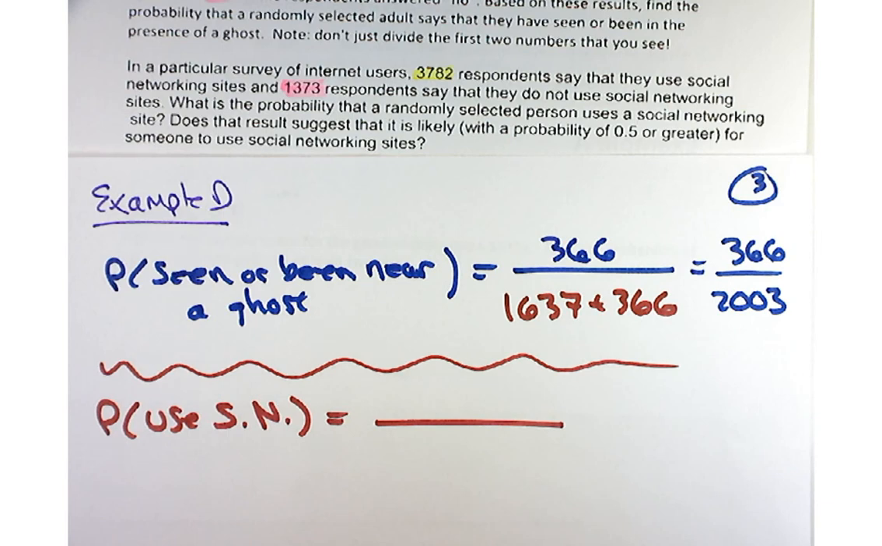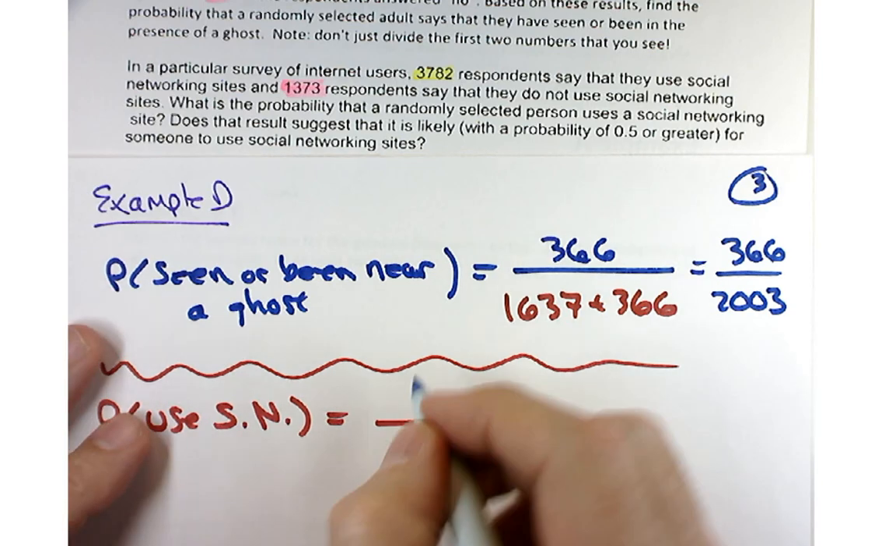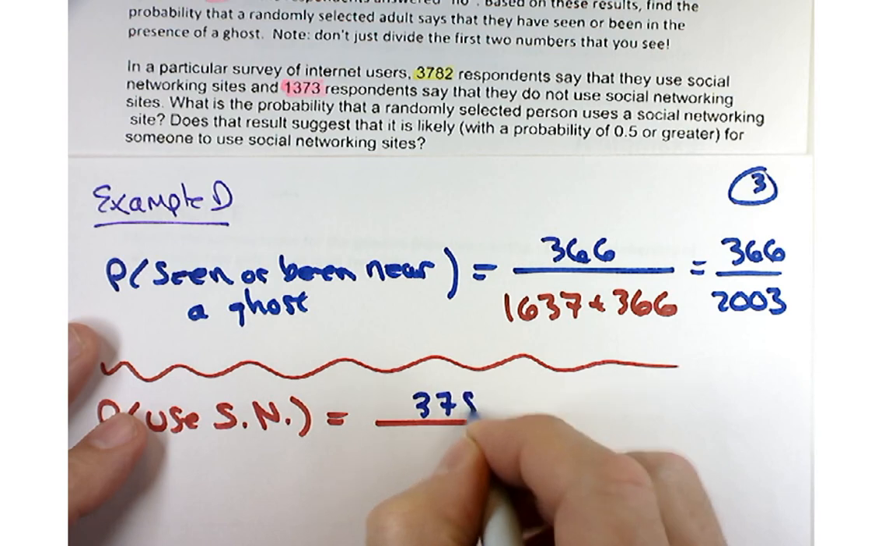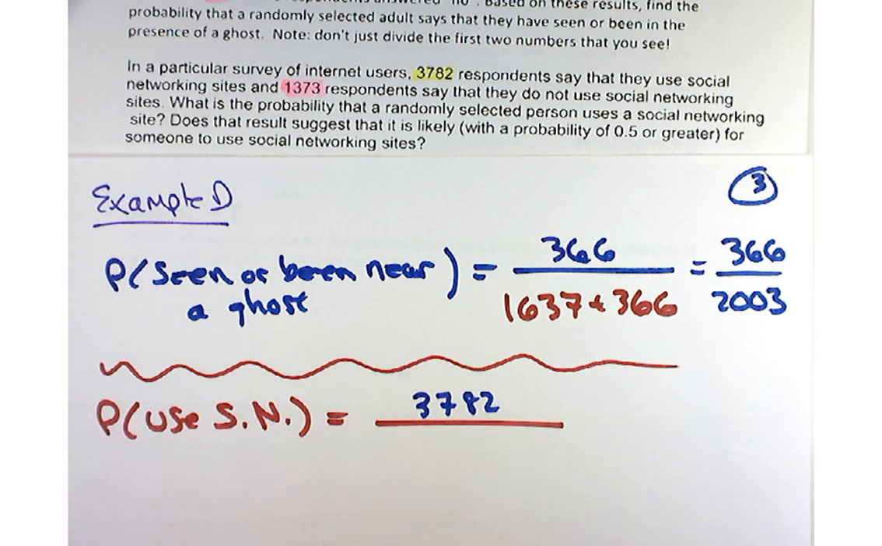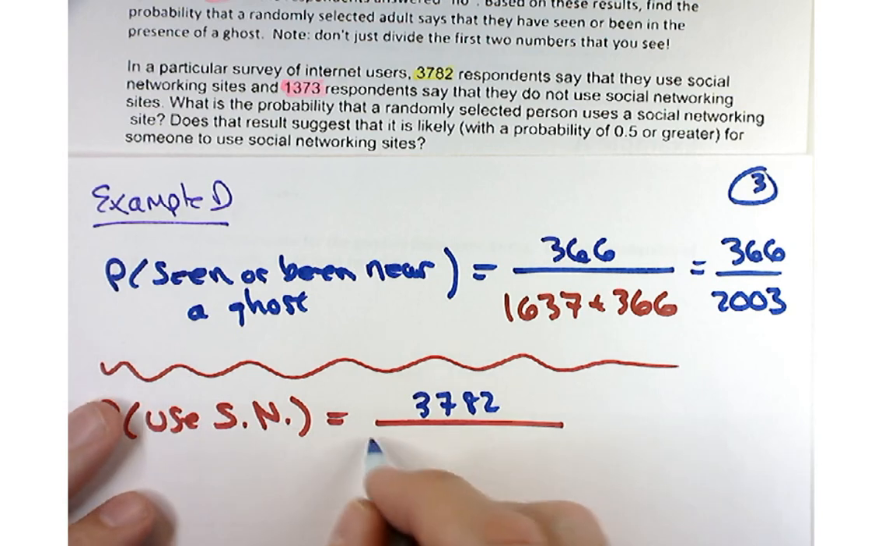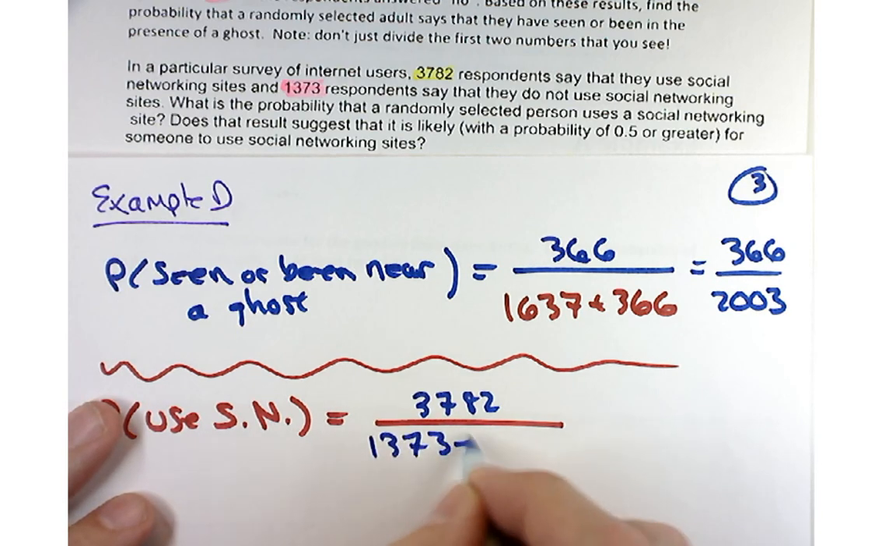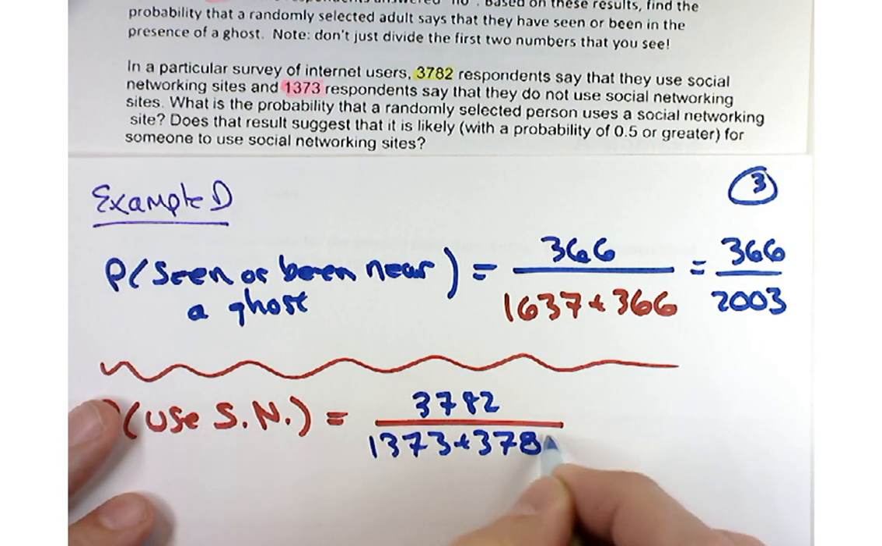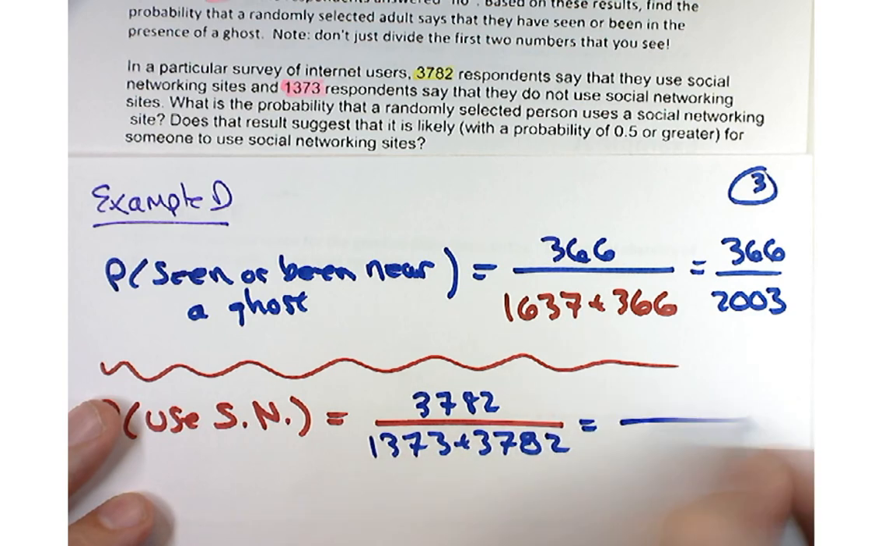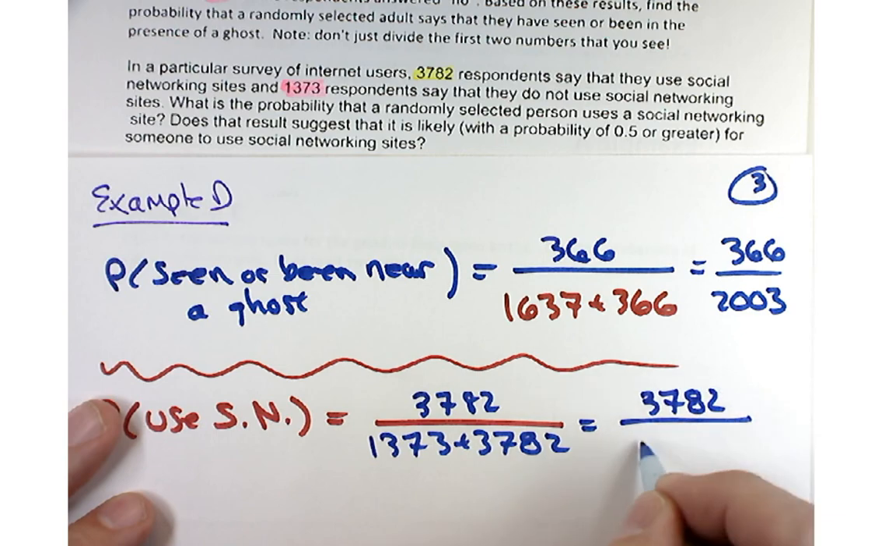All right. Hermione, what do you suppose I'm going to put in the numerator? 3,782. Good, 3,782. And Jordan, what should I put in the denominator, please? Perfect. So we need to add those two things to get our denominator. So overall, that's going to be 3,782 divided by 5,155.